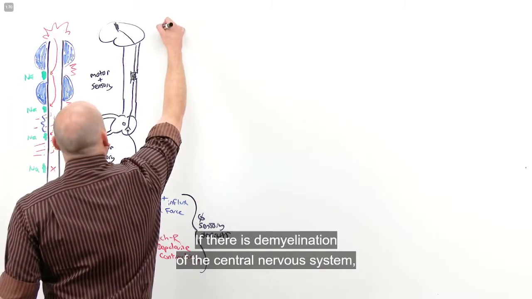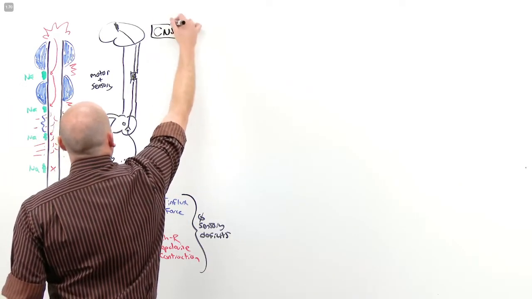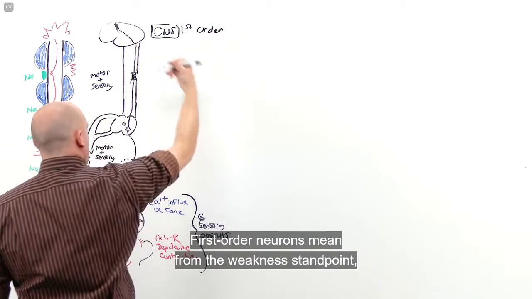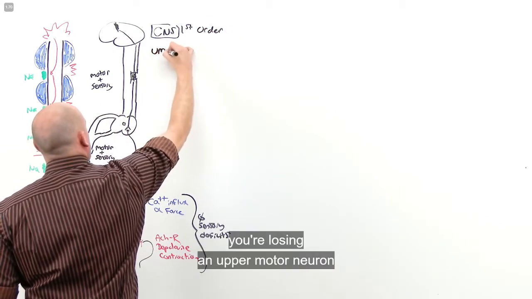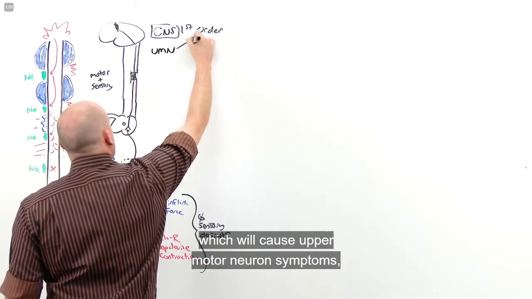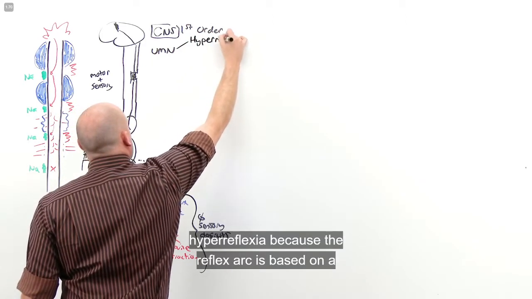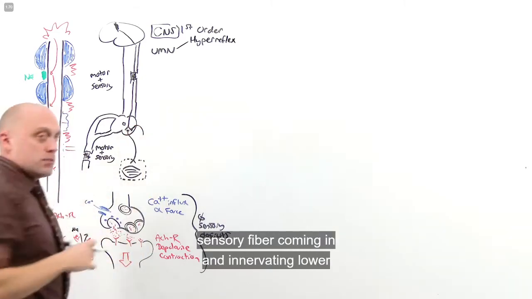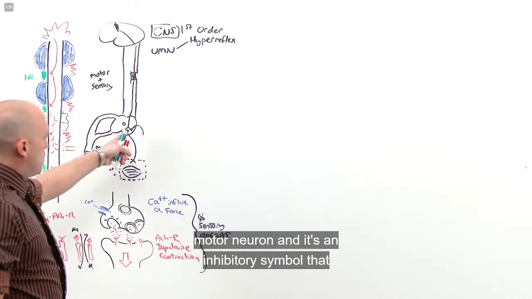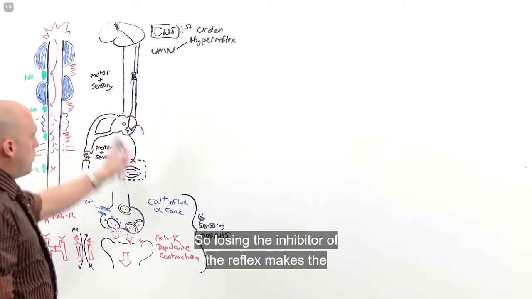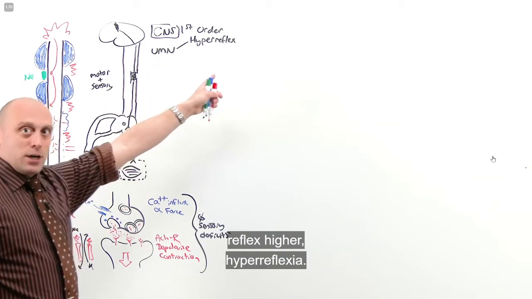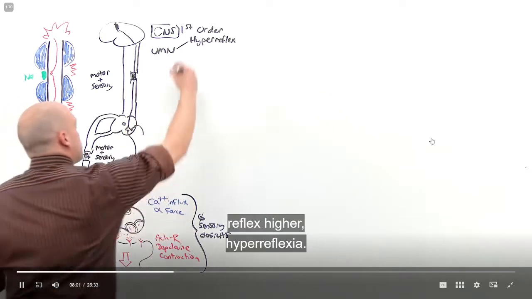If there is demyelination of the central nervous system, it is as if you are losing a first-order neuron. First-order neurons mean, from the weakness standpoint, you're losing an upper motor neuron, which will cause upper motor neuron symptoms. Hyperreflexia, because the reflex arc is based on a sensory fiber coming in and innervating that lower motor neuron, and it's an inhibitory signal that prevents the reflex. So losing the inhibitor of the reflex makes the reflex hyperreflexia.